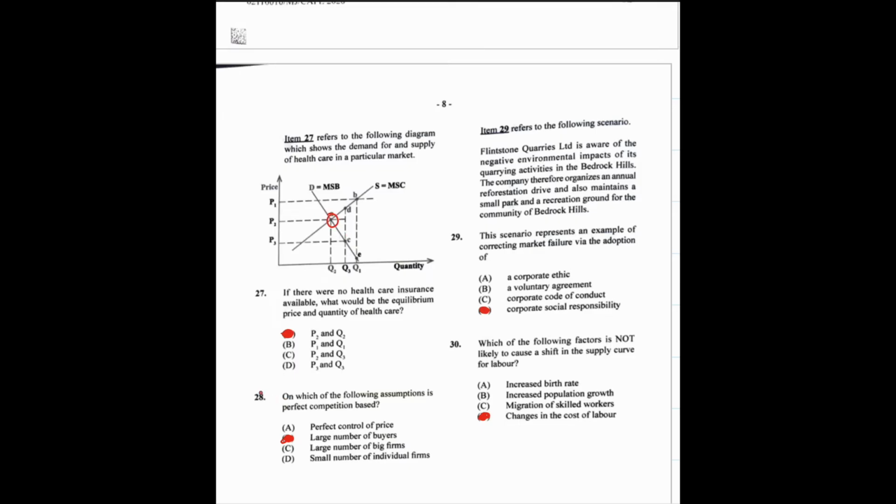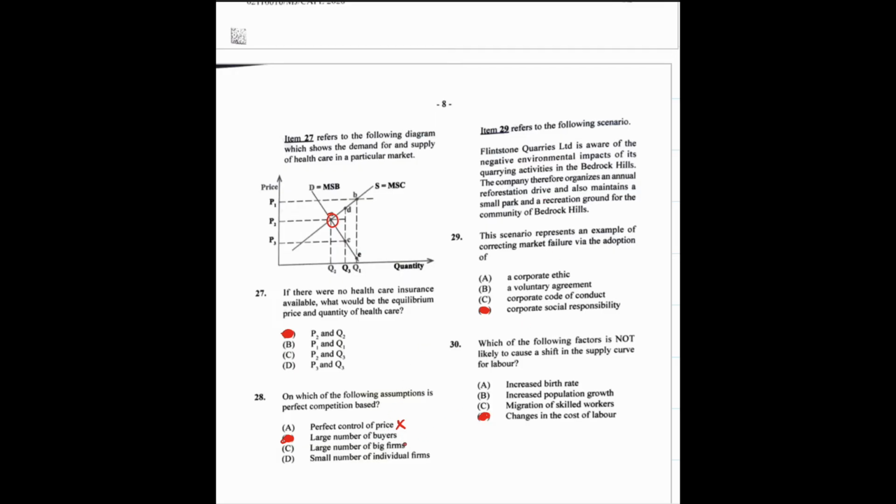Then we say in 28, on which of the following assumptions is perfect competition based? They do not have perfect control of the price. Remember, we say that they're price takers. They actually take their price from the industry, so they don't have any control actually. We'll skip B for now, but we say C, large number of big firms.